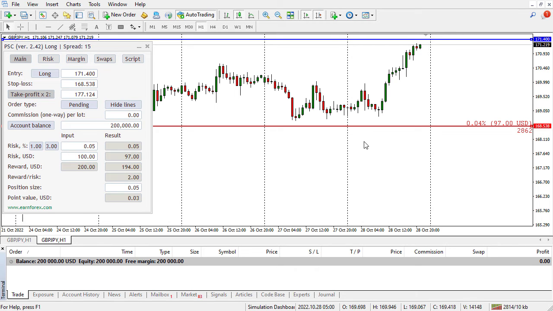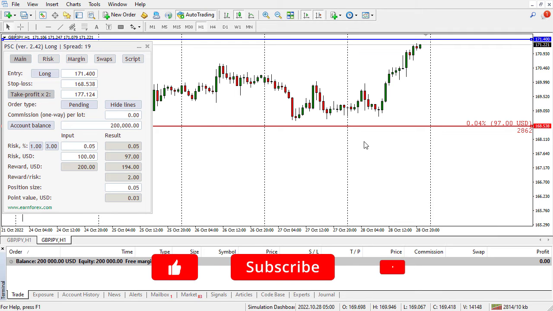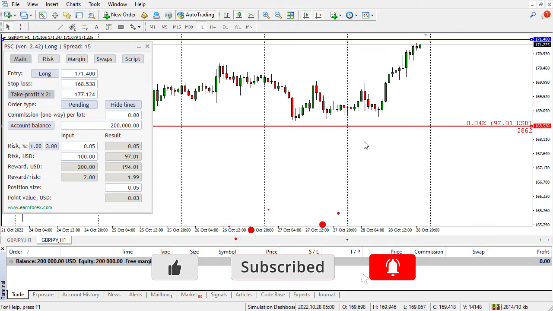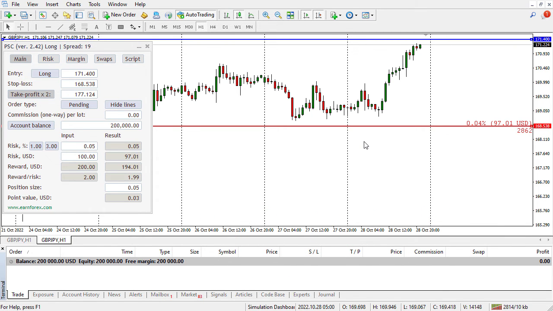So if you wanted to be risking 1% of your trading account capital on each and every trade you took, then your lot size would need to be worked out or calculated so that it helps you risk exactly that, no more, no less. Okay, so I hope this answers the question.